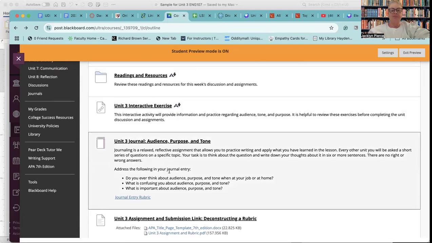it is a journal. So remember, with the journal, you want to write at least 6 sentences and you want to thoroughly answer all the questions and give as specific details and examples as you can. In this week's journal, you are focusing on purpose, audience, and tone. Do you ever think about audience, purpose, and tone when at your job or at home? We think about it in school because we're kind of forced to sometimes, but we also have purposes, audiences, and tones when we deal with people in everyday normal life, even if it's not in writing, if it's just vocal, for example.